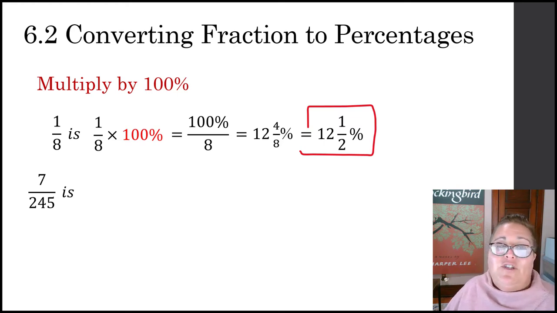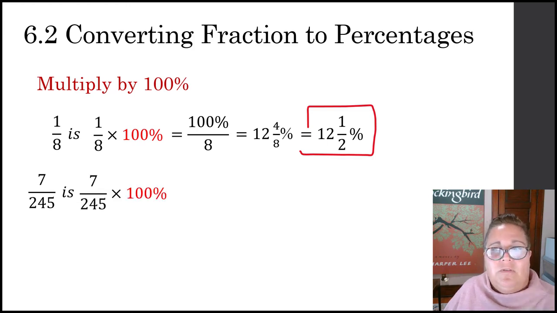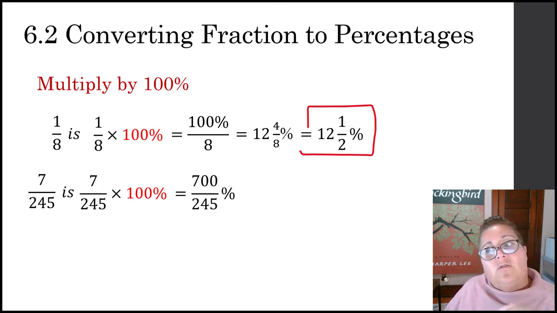Now, I have 7 over 245 as my fraction. I purposefully made this one a little bit awkward or difficult, but it's the same process. Our numbers are just a little bit harder. So we're going to take that 7 over 245, which is just a straight up fraction right now, and we are going to multiply it by 100% to convert it to a percent. So 7 over 245 times 100%. That's going to be 7 times the 100% over 245 times 1, or 700 over 245 as a percent.